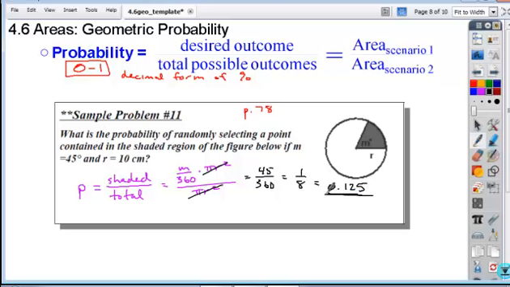If I had asked you to answer the question in terms of what percent chance there would be of randomly selecting a point in that shaded region, the answer would be 12.5%. Okay, so again, make sure that you're careful, you identify what form they're asking for. Okay. So what I want you to do, you can work with another person. Okay, see if you can figure out this problem.